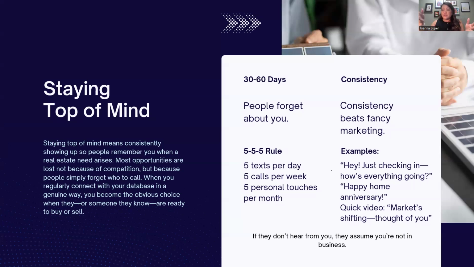But for you, let's start with this. What's the 5-5-5? It's 5 texts per day to past clients. If you say that you have a database of 60, it's staying on top of mind with those. 5 calls per week and 5 personal touches per month. This could be within your database. This could be the people you're trying to work. This could be referrals, people who you know in the world, like mortgage lenders, insurance agents, handymen, home inspectors. It's just staying top of mind to all these people.